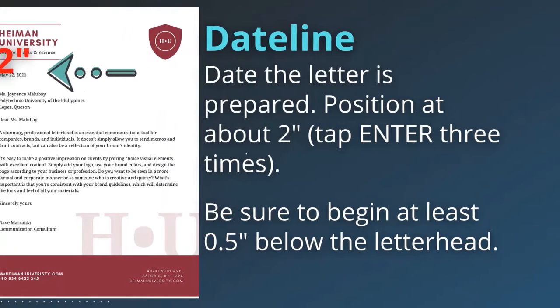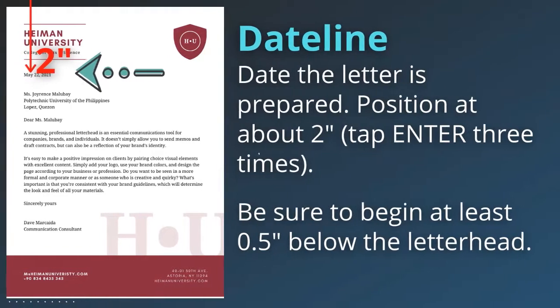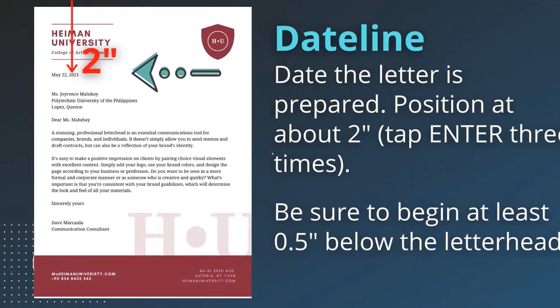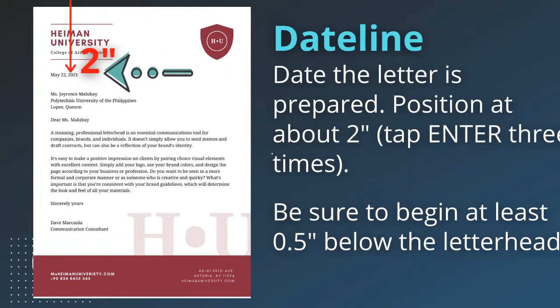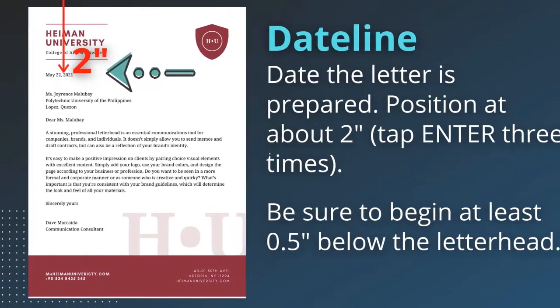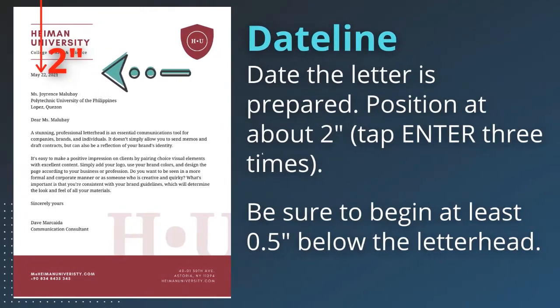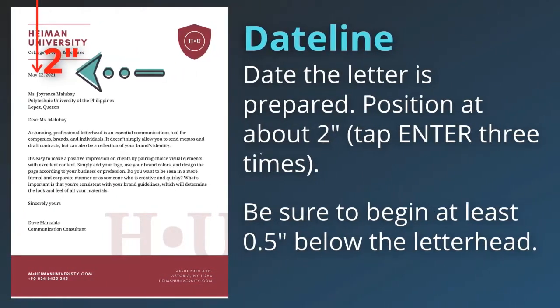Next is the date line, or the date the letter is prepared. You position this at about 2 inches from the top, or top enter 3 times. Be sure to begin at least 0.5 inch below the letterhead.